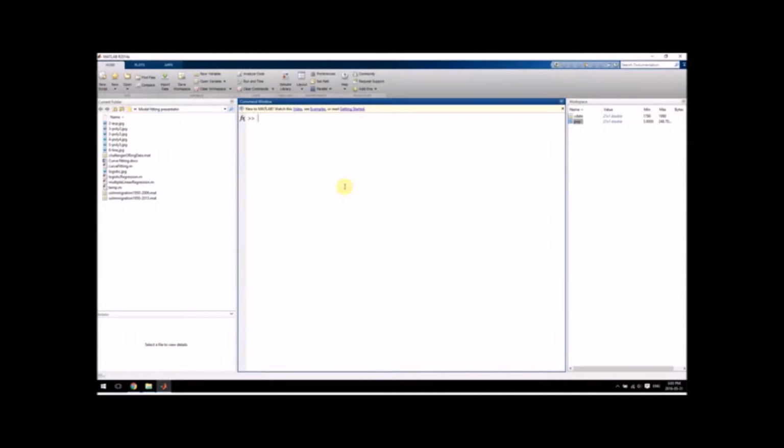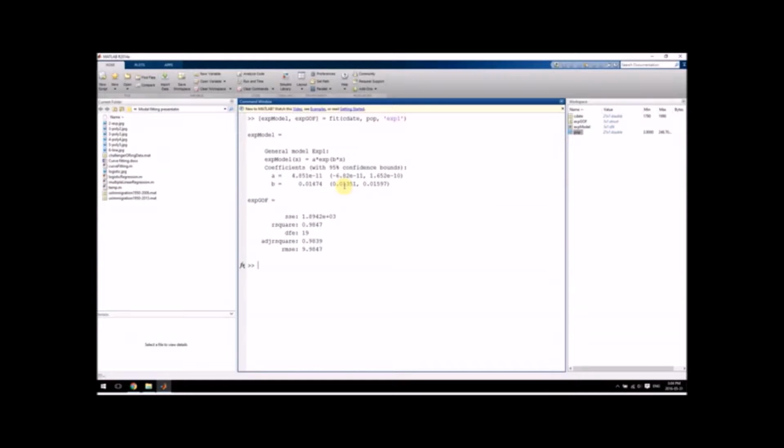Now MATLAB makes this easy with the fit function. I'll show you how this works. So we use the fit function, we give it the x data, the predictor variables, and the y data, or the predicted variables. And the third argument is the fit type. This is where we tell it what kind of function we want to fit to the data. So if we want to fit an exponential model to this data, then the argument is exp1. And then if we run that, MATLAB's going to fit an exponential model to our population data, and it spits out these statistics that we'll come back to in just a second.